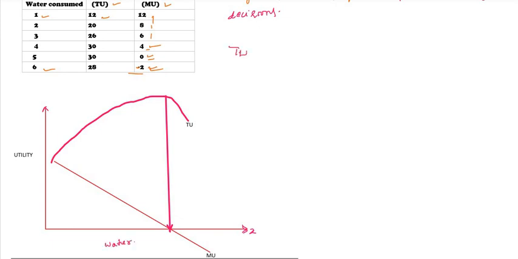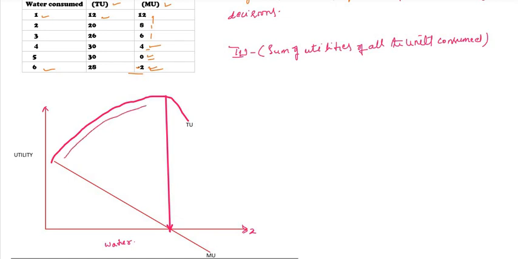Here the total utility is the sum of the utilities of all the units consumed. The total utility goes on increasing at a decreasing rate and after a stage begins to decline. You can see here clearly the total utility increasing at a decreasing rate. After the saturation point, total utility begins to decline. When the marginal utility declines and as long as it is greater than 0, the total utility increases. For the first four glasses of water, the total utility increases from 12 units to 30 units.